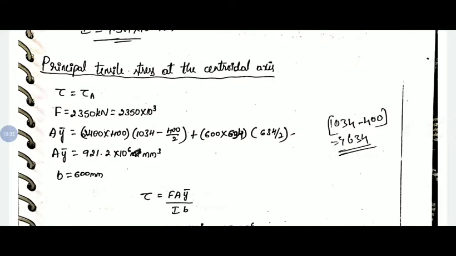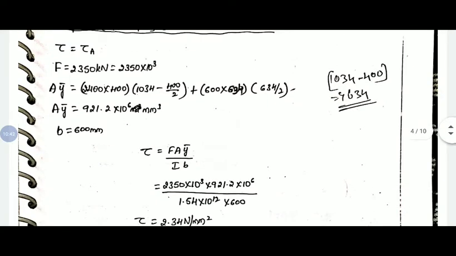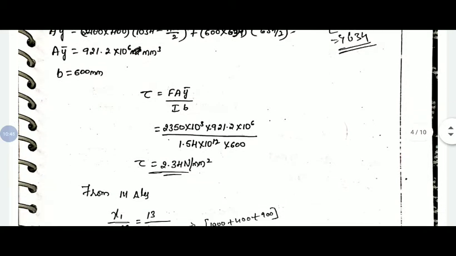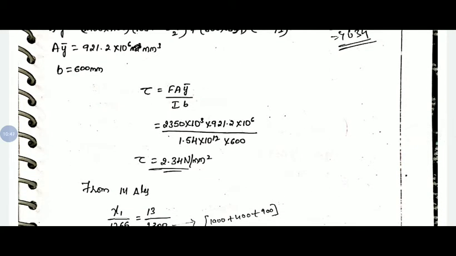The width of the web we need to consider, as we discussed in the introduction part: for flanged sections we need to consider the width of the web. So tau equals F a y bar by I b. On simplifying we will get 2.34 Newton per mm square as the shear stress.